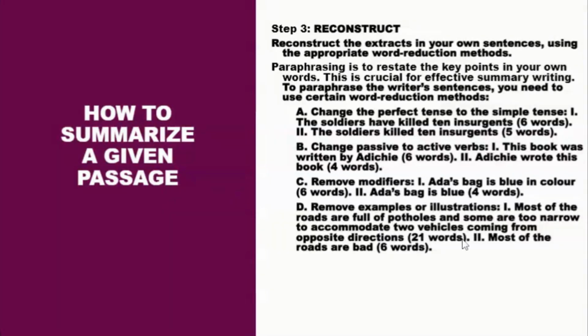Then D, remove examples or illustrations. Most of the roads are full of potholes, and some are too narrow to accommodate 2 vehicles coming from opposite directions. So here we have 21 words. We can reduce the 21 words to just 6 of them. And what we will have is most of the roads are bad. So 6 words instead of 21. And this is because we have removed examples, we have removed illustrations, and we have just retained the key words in that particular passage. Okay, that's exactly the way it is.